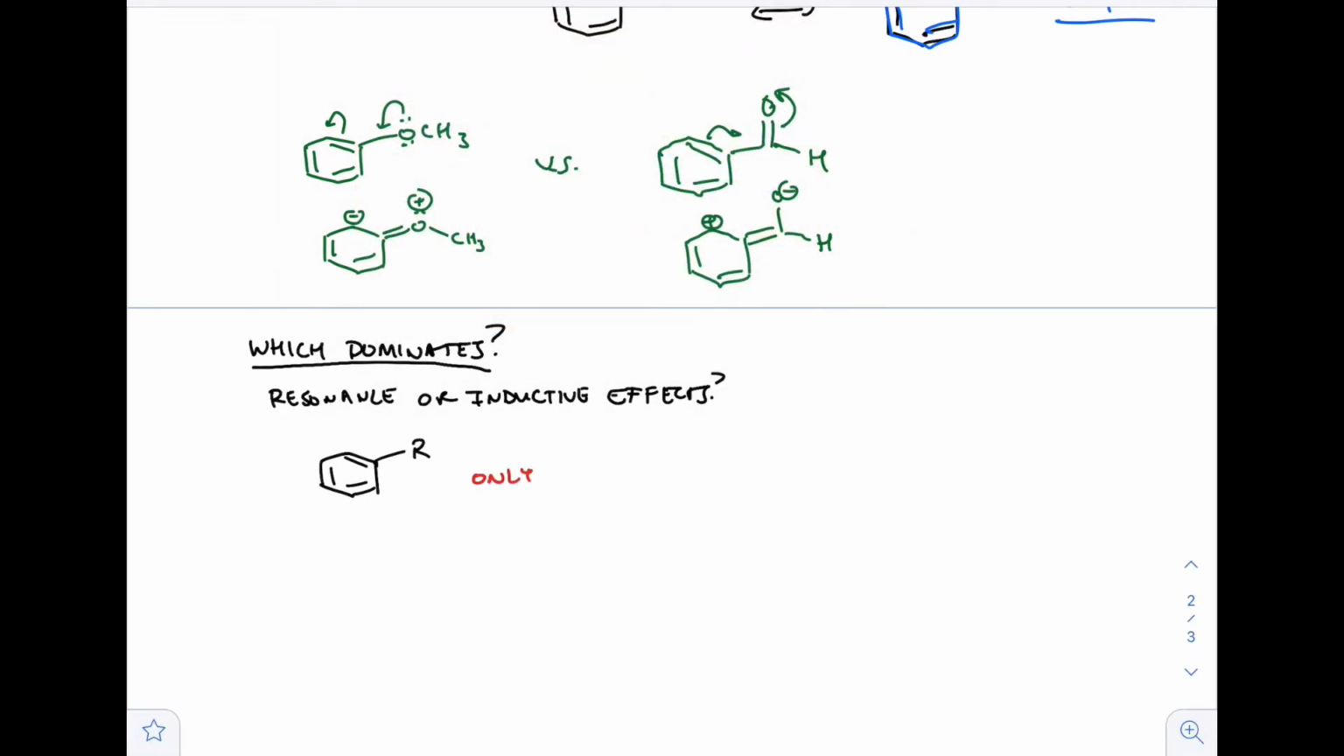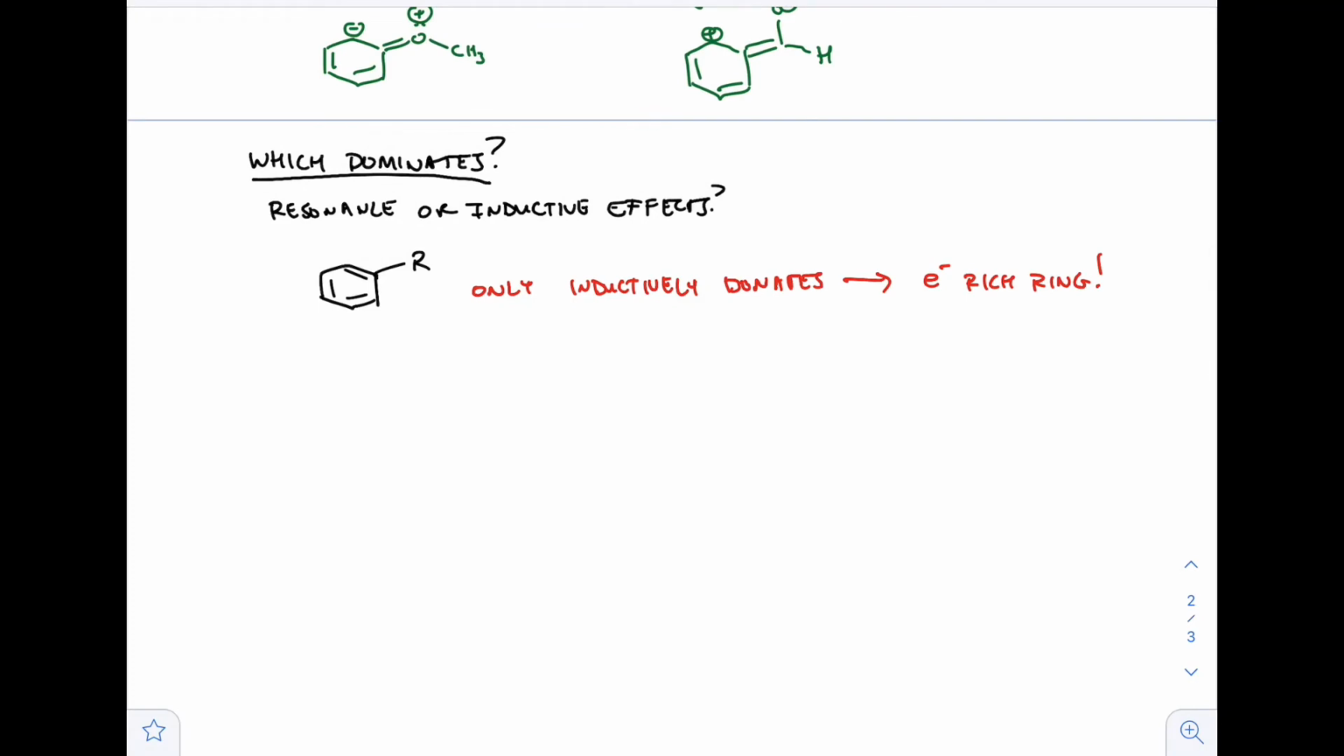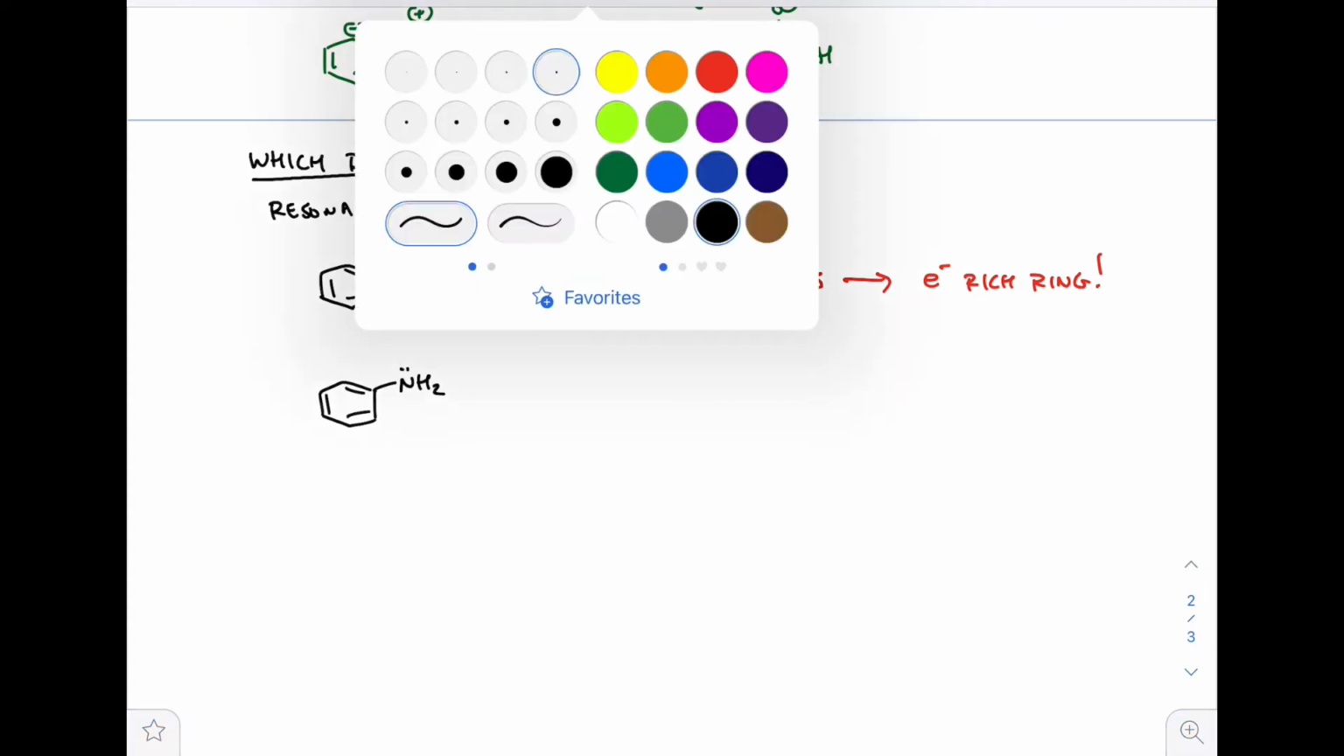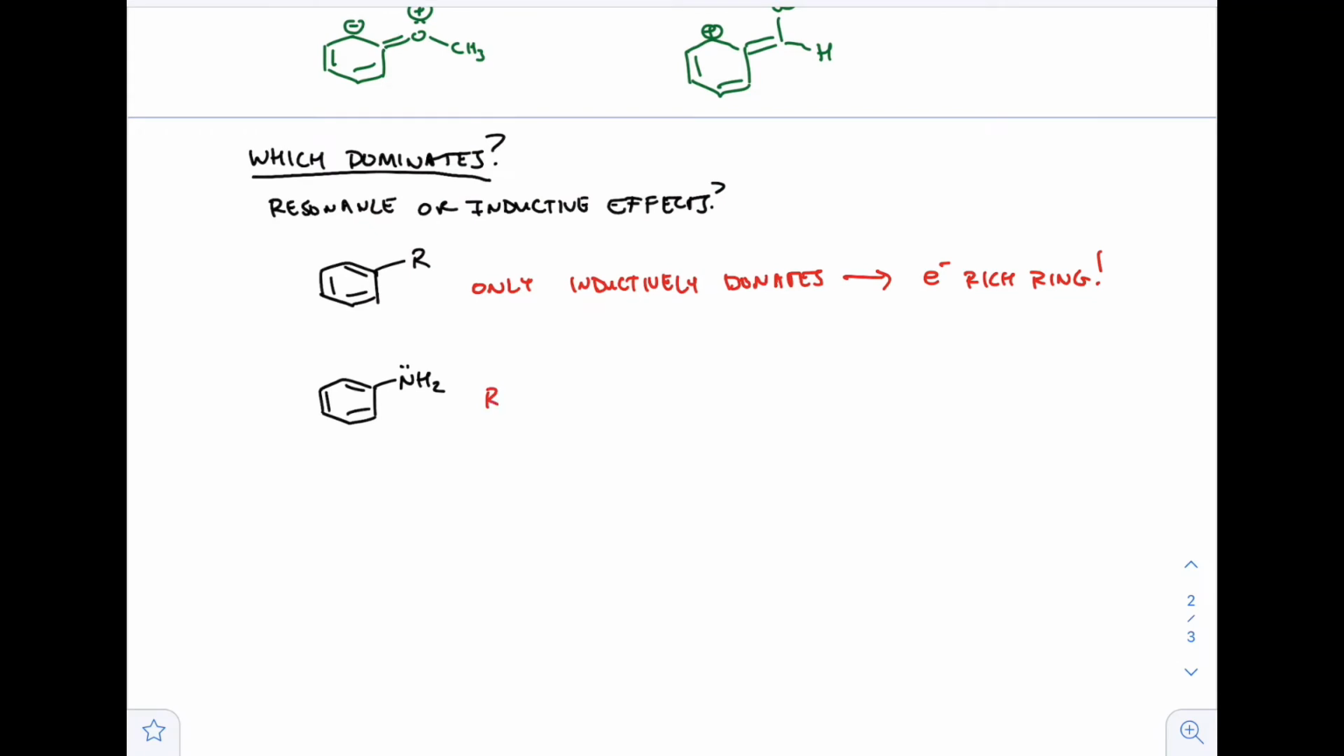But for now, just to break it down with respect to resonance or inductive effects, when we have an R group, it only inductively donates, right? We didn't have a resonance structure for this, so it's an electron-rich ring. This is an electron donating group. While with the NH2, we had the electron withdrawing effect inductively, but then we also had the resonance structure where we can donate into the ring, and the resonance dominates when it comes to this, and so the electron-rich ring is the result, okay?